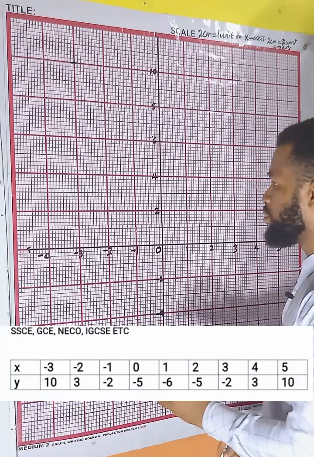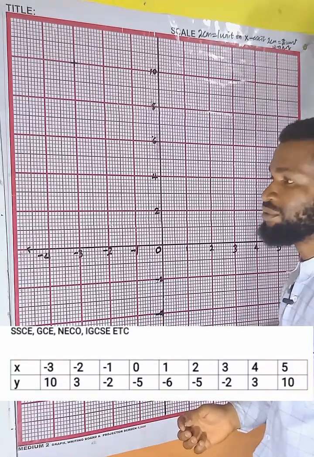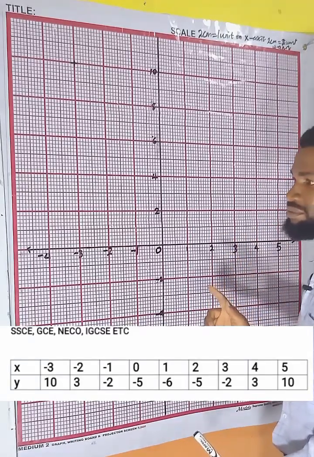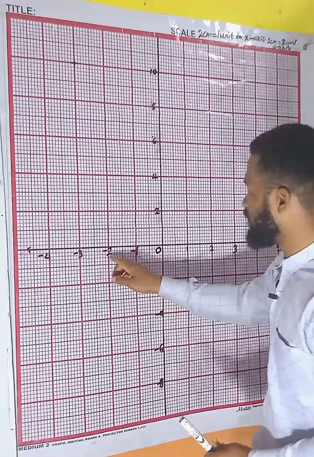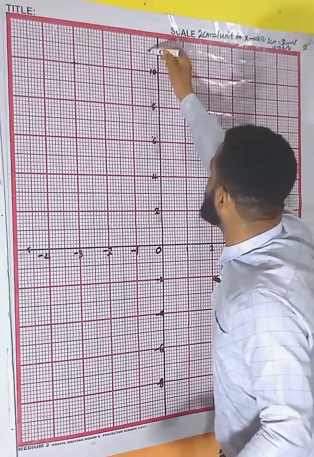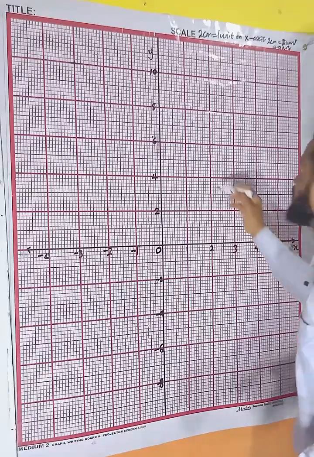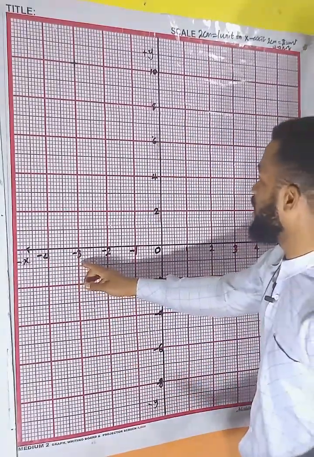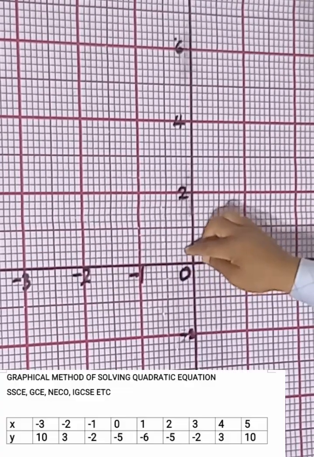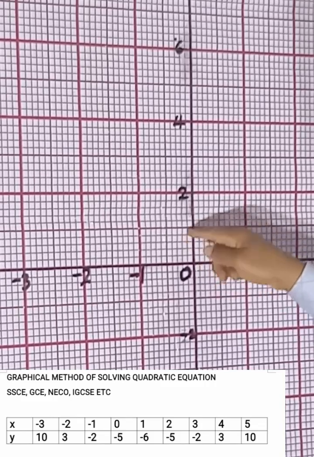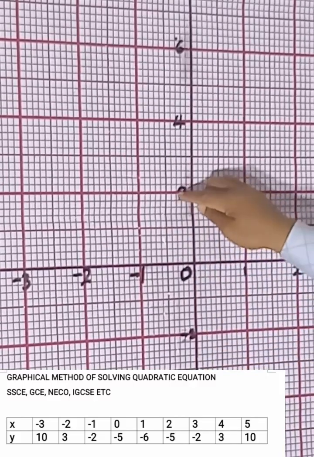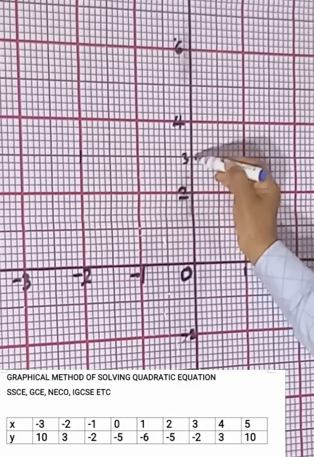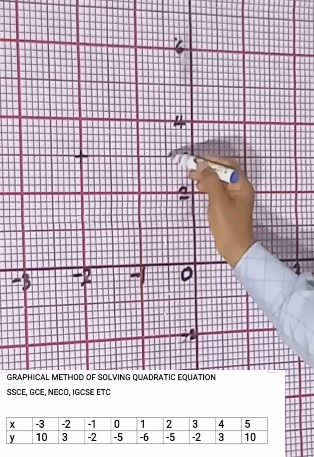Now when x is -2, y is 3. Is it really true? I'll find out on the table. When x is -2, this is x. Everything on this place is x. One more thing I need to do. I need to write y and x values. So every 5 lines is 1. So if this is 2, this place will be 3. So when x is -2, y is 3. So here, this is 3. So with this place now, this is -2 and this is 3. The two of them will join at this point.